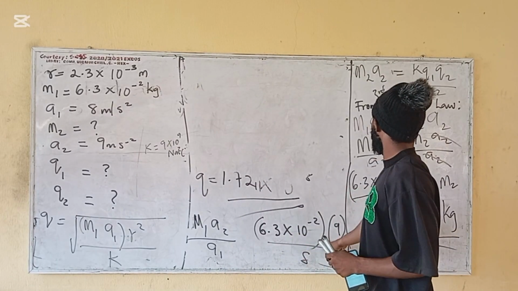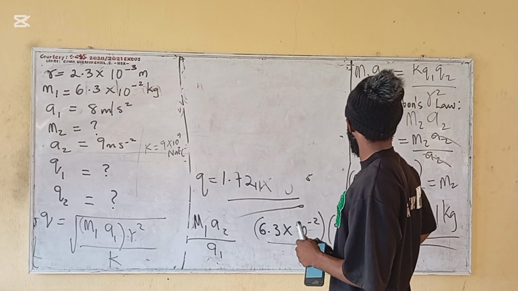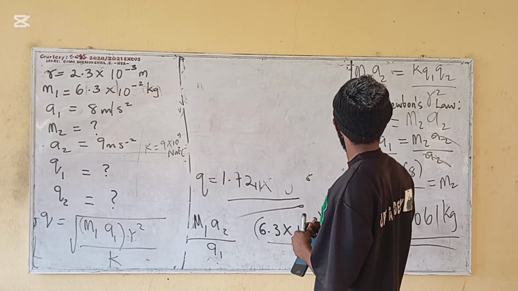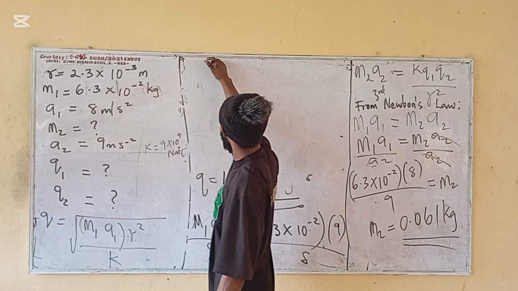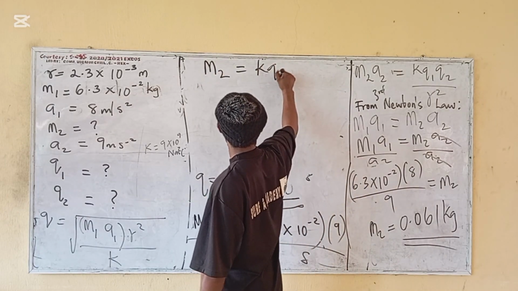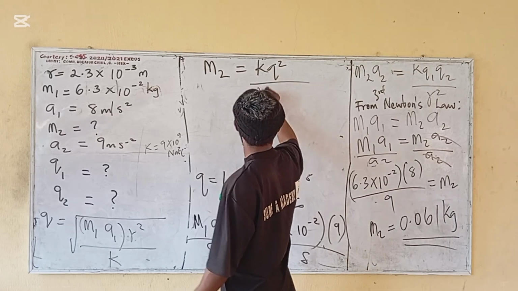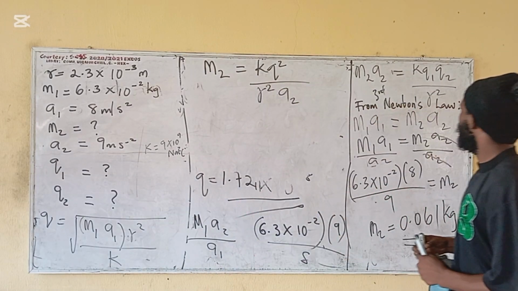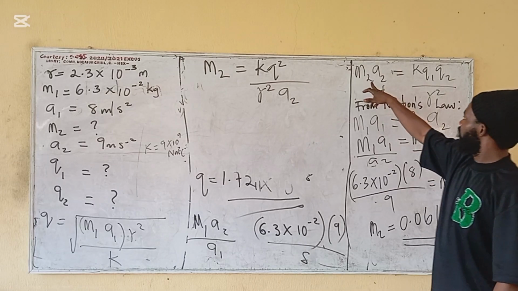You said this one did not give you, this one gave you 0.7, Shebi? 0.7. That's what I saw in the book. I'm surprised that I'm seeing 5.6 there. Well, let's check something. If I have M2 equals to KQ squared all over R squared A2. Hope you know what I'm doing here.